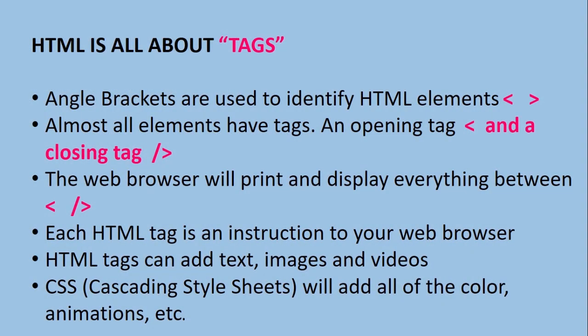HTML is all about tags. Its angle brackets are used to identify the text. Each element is a tag with an opening tag and a closing tag. A closing tag has a backslash and the closing angle bracket. The web browser will interpret, print, or display everything in between an opening and closing tag. Each of these tags are instructions to your web browser.